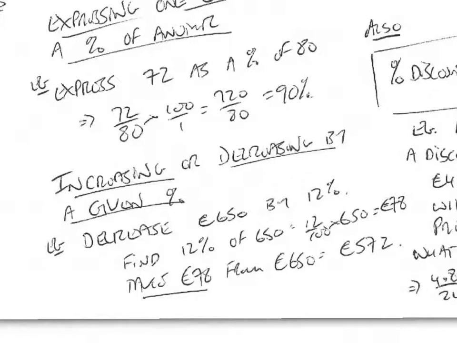If we were to increase 300 euros by 10%, we would find 10% of 300, which is 30, and we would add that to the 300, and that would give us 330. So 300 increased by 10% is 330.